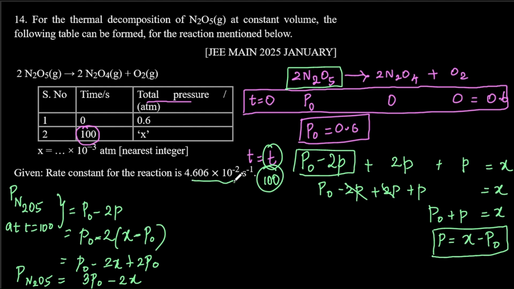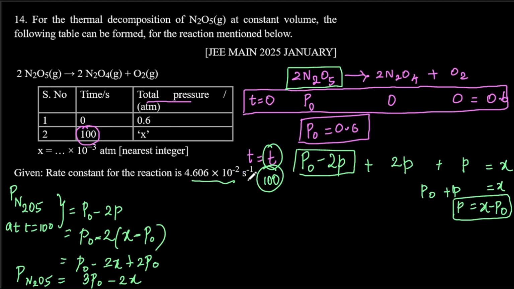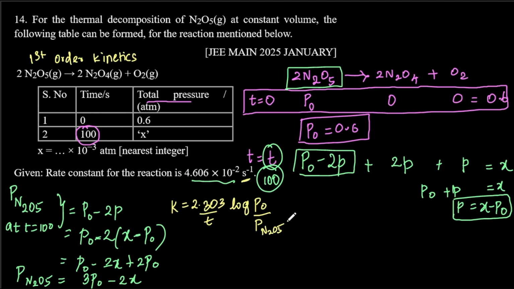Now the rate constant is given, so from this we can find the x value. Here the rate constant has the unit second inverse. So it is clear, and we already know that the decomposition of N2O5 follows first order kinetics. In first order kinetics, the rate constant is equal to 2.303 divided by t, log of A naught, and in this case you have to use P naught, P naught divided by P A. A is the reactant, so P N2O5. So just take these terms to the left hand side.